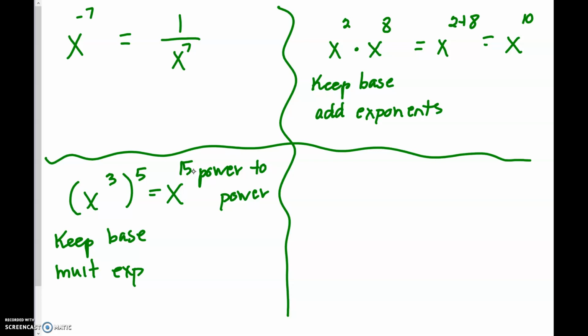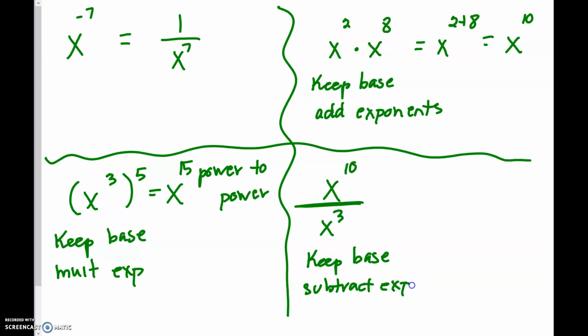And then the last rule that we went over was something like x to the 10th over x to the 3rd. This is a division. And what we did here, same thing. I know it's a shocker. We're going to keep the base. And this time we are going to subtract the exponents. So this is saying x to the 7th power.